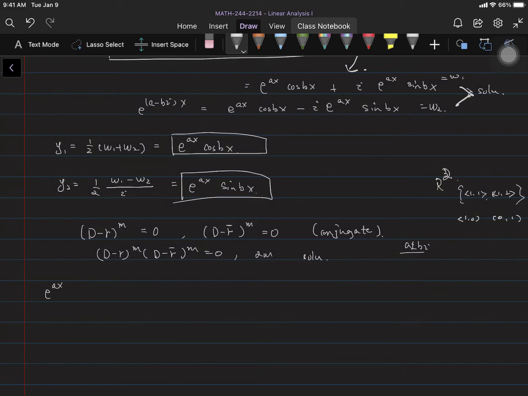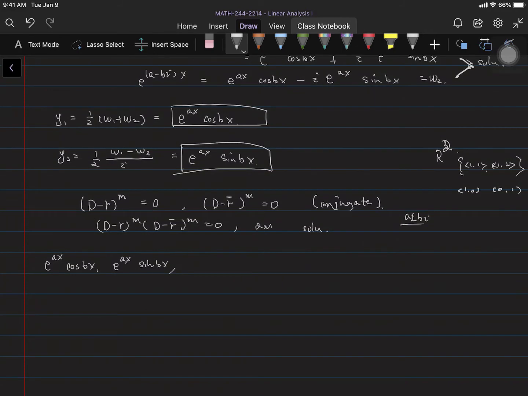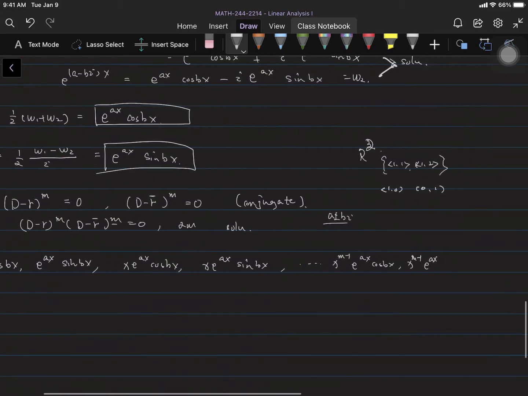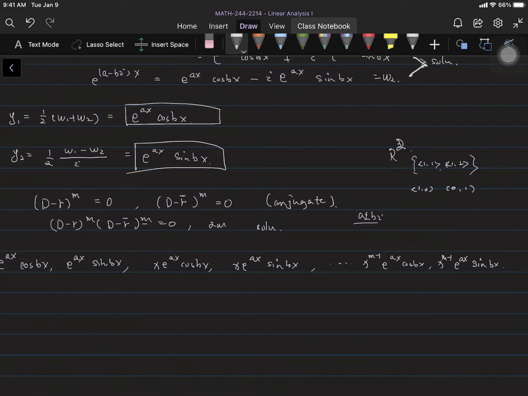The easiest one should be e^(ax) cos(bx) and e^(ax) sin(bx). That's the first pair, and the second pair is going to be x e^(ax) cos(bx) and x e^(ax) sin(bx). And continue. So if we have m here, it's going to be x^(m-1) e^(ax) cos(bx) and x^(m-1) e^(ax) sin(bx). Okay, so this is for the complex part.